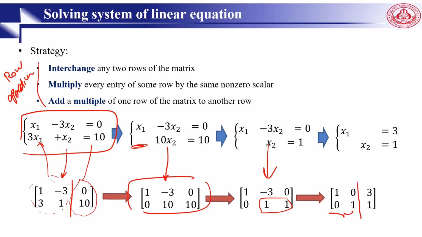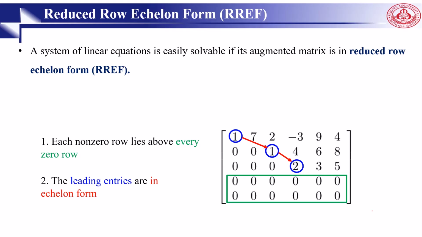This is the coefficient matrix, and this is the constant term. Working with matrices is easier. A system of linear equations is very easy to solve if we use an augmented matrix and transform it to RREF, row reduced echelon form. So we have two terms here, REF and RREF. I will explain later what the differences are.